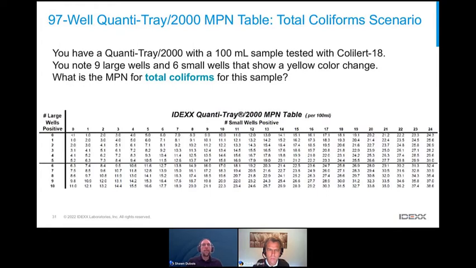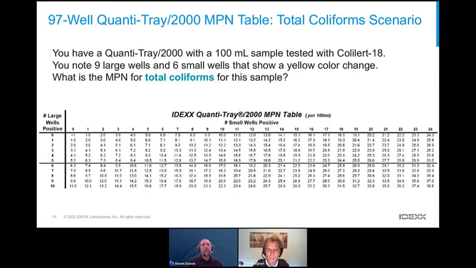Now, Quanti-Tray 2000 is a little bit more of an eye chart because we have 97 wells total. The way the tray is divided, at the bottom of the tray you have 48 small wells, and the top of the tray has 49 large wells. When you're counting the Quanti-Tray 2000, you need to count the number of positive wells that you have on both the large and the small. So count your large wells, record that number, then count the small wells, and then record that number.